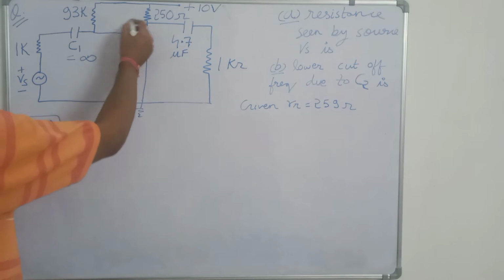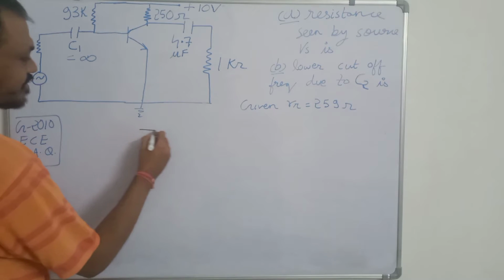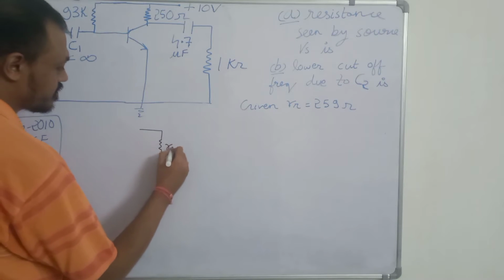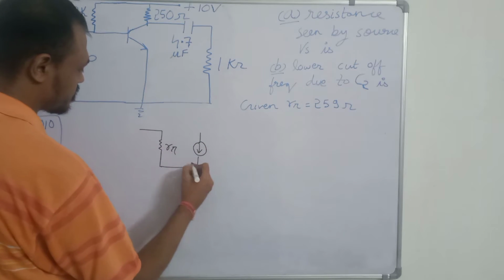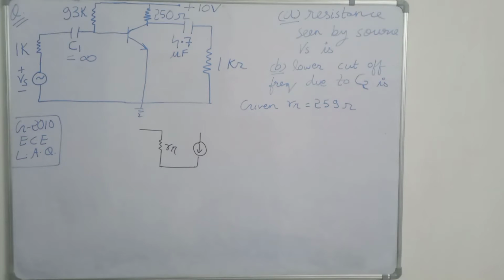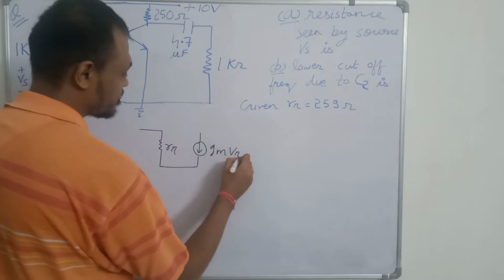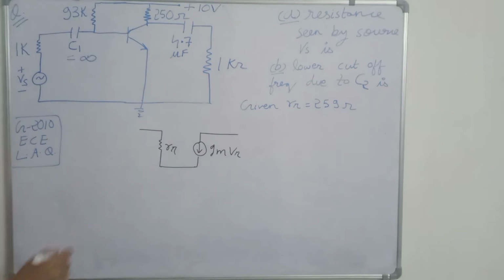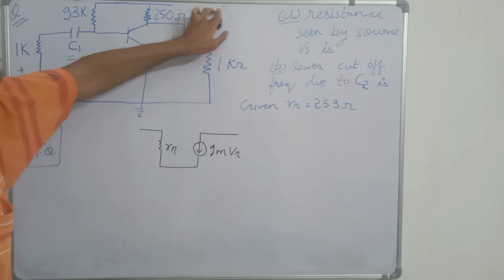So for this transistor we can draw the hybrid pi model. So if we draw the model, then it will be like this. So this is the resistor R pi, and this is current GM V pi. And for the resistance seen by source Vs, we have to do the AC analysis. So we have to ground this DC supply. So this DC supply is grounded.